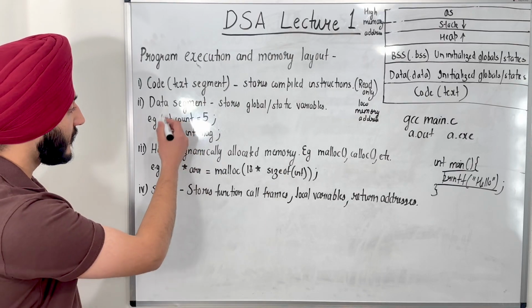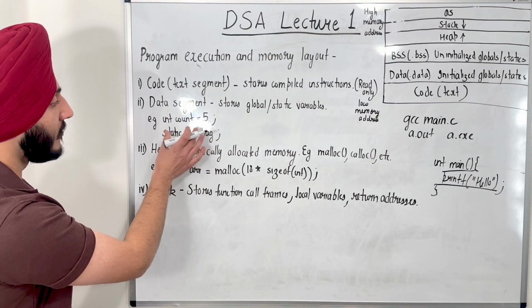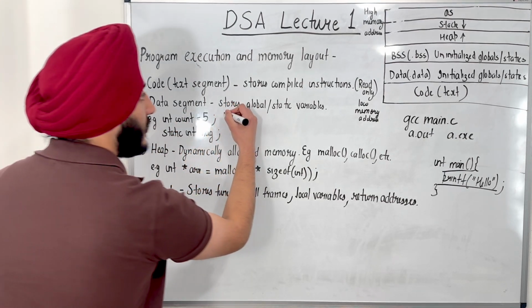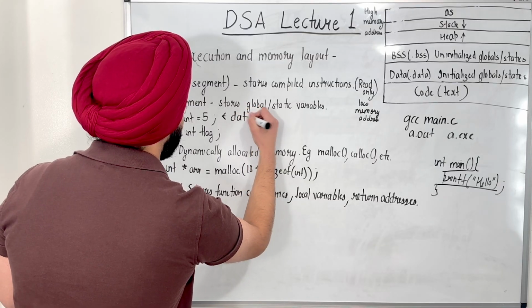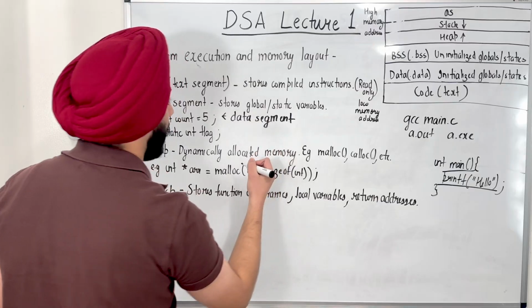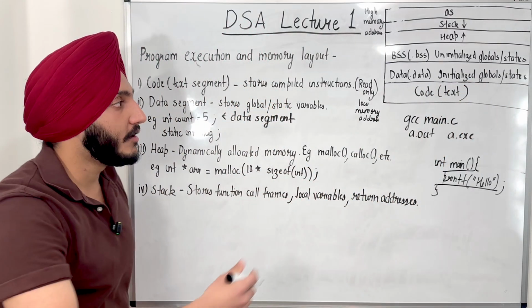So if you look at this example, int count = 5. Let's say this is a global variable, right? Since I have initialized its value, it's going to be stored in the data segment, or I should say the .data initialized global static segment, right?